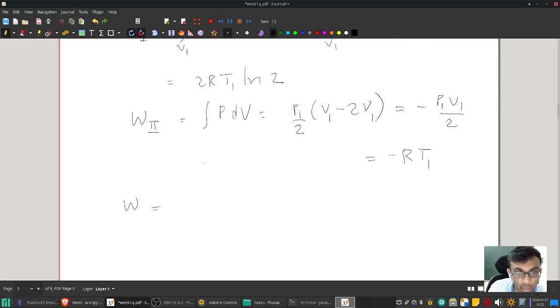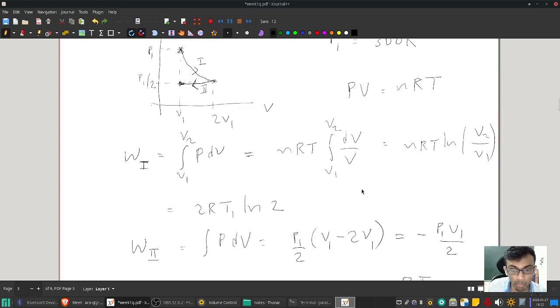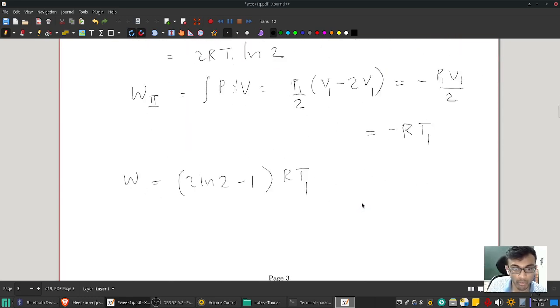Yeah, so that would be (2 ln 2 minus 1) times RT1. So we can plug in T1 is 300 Kelvin, and the value of R if we want to obtain the final numerical answer.